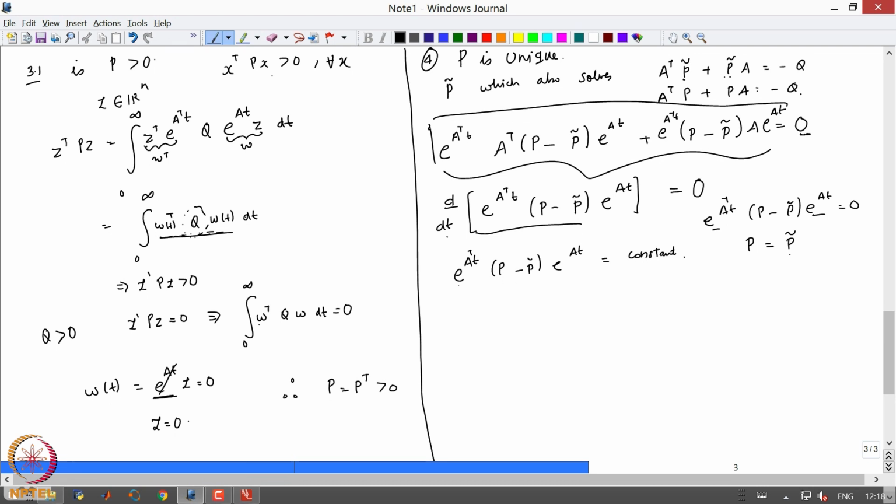Okay, now how do I show that this is actually 0? Look at this expression carefully. This is actually a constant. So if I were to plot this function with time, this is constant. And if this is constant, whatever value it holds for t equal to 0 should hold for t equal to 10, to t equal to 100, and all the way as t tends to infinity.